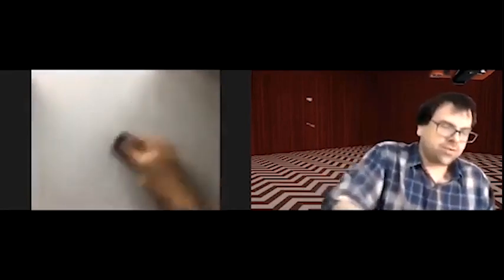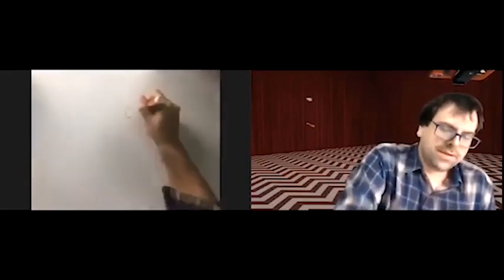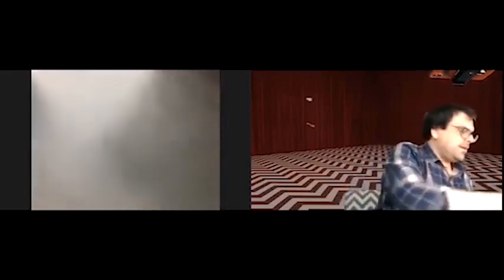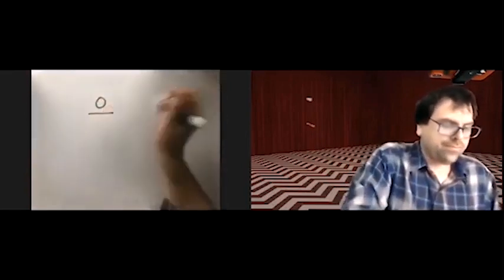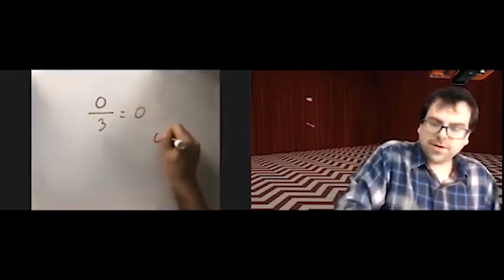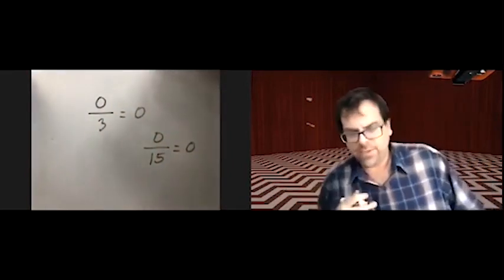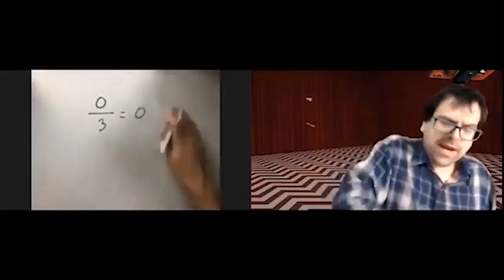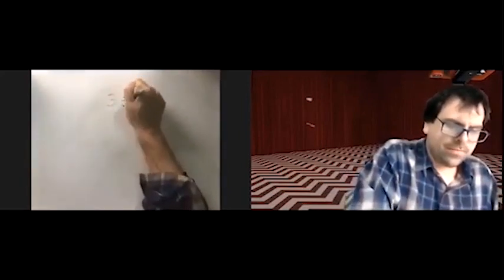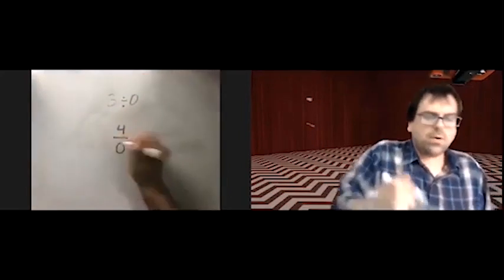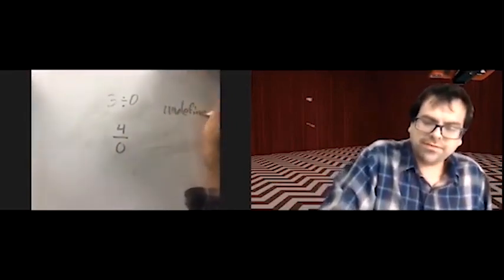When we first did division, recall that 0 divided by anything was 0. 0 divided by anything is 0. If 0's on the top, we get 0. But anything divided by 0, or 0 on the bottom, was undefined.